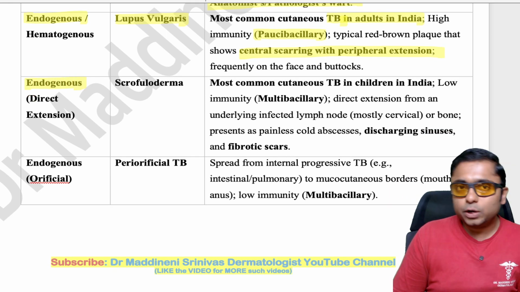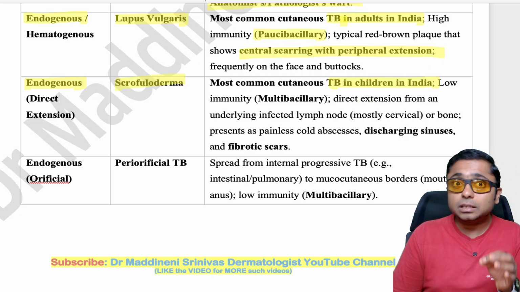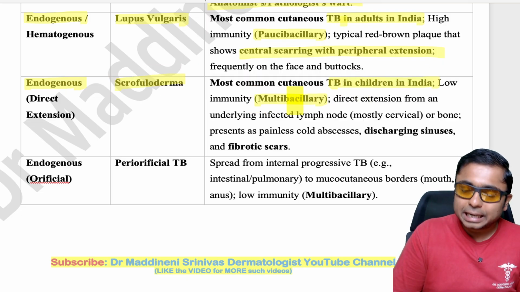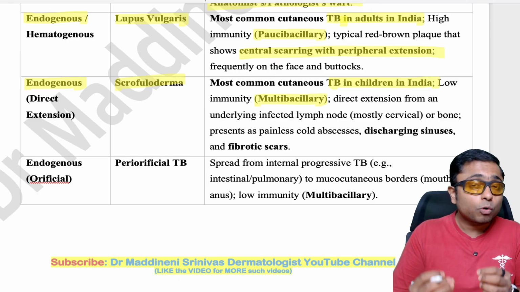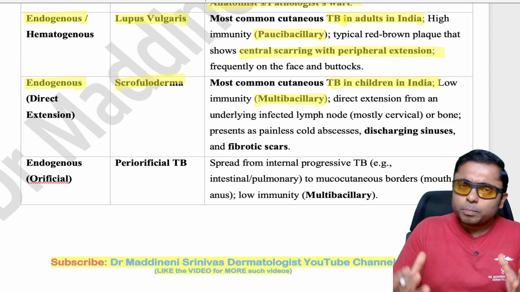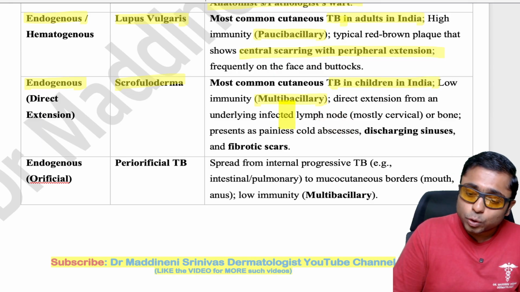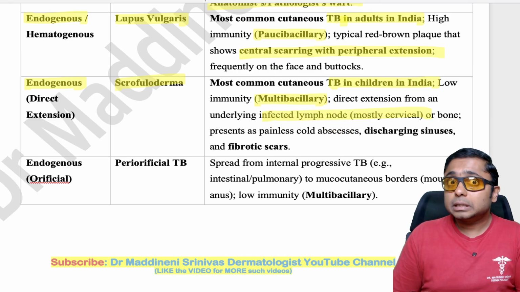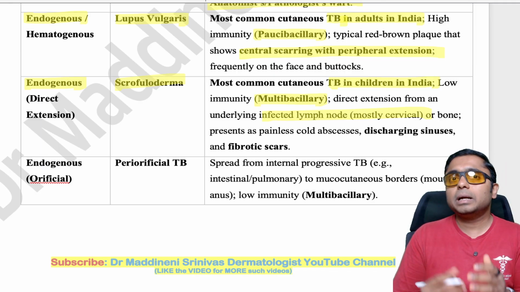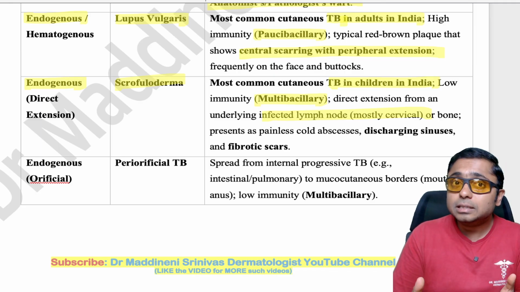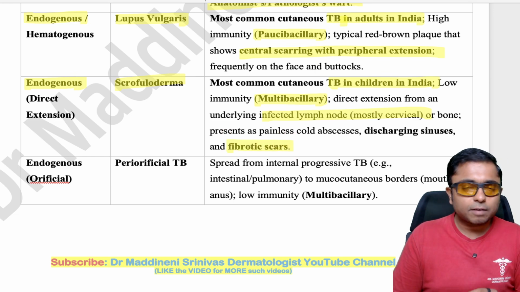Coming to the other endogenous, it is scrofuloderma. It is the most common type of TB in children in India, and it is a multibacillary variety where the most common focus could be lymph node, bones or joints, but the most common is the cervical group of lymph nodes. Initially it produces a subcutaneous nodule over the skin, ultimately discharging sinuses, and ulcers are going to form, which heal with a very bad scar formation.